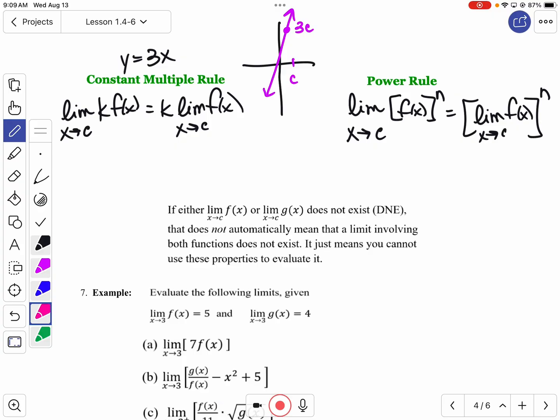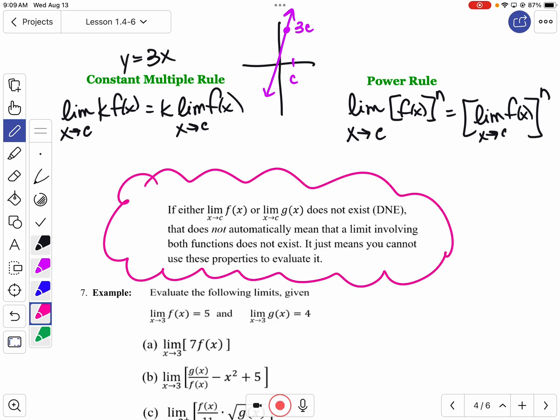Now, I put a little caveat here for you just so you can have this in your notes, instead of us writing it. If either one of those limits does not exist, okay, so let's say we're adding two things together, we're multiplying two things together, if one of them does not exist, it does not automatically mean that the entire limit doesn't exist. It just means we can't do it using properties, okay? So there might be another way to get there, but we just can't do it using the properties that we know. Okay, so let's put those properties to use.